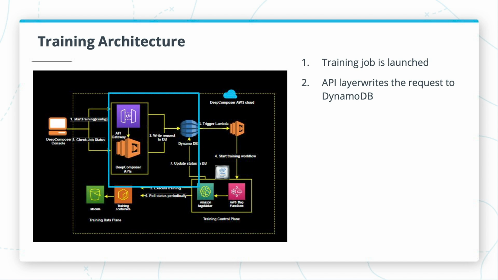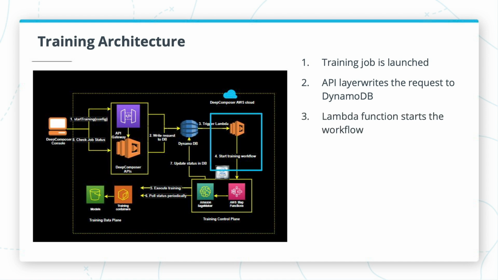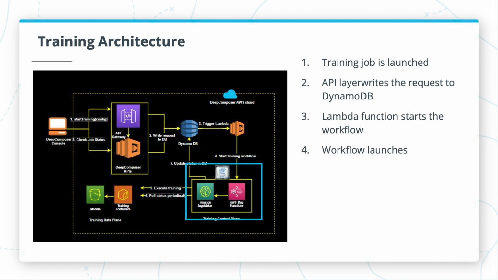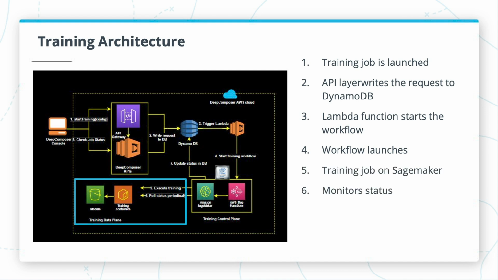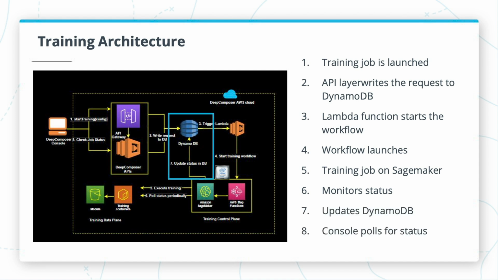The backend control plane consists of an API layer, which is API Gateway and Lambda functions, which write the request to DynamoDB. This triggers a Lambda function that starts the training workflow. The asynchronous workflow function, using AWS Step Functions, launches the training job on Amazon SageMaker and continuously monitors the status to update DynamoDB about the status as required. The console will meanwhile continue to poll the backend for the status of the training job and update the results live, using which users can see how their model is learning.